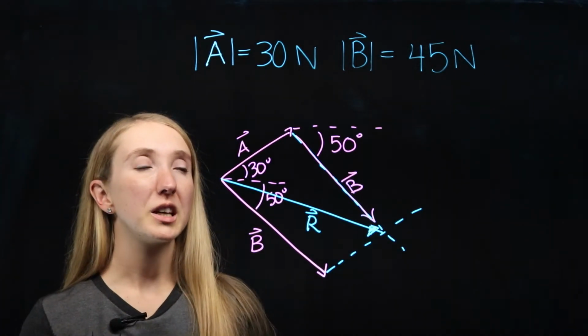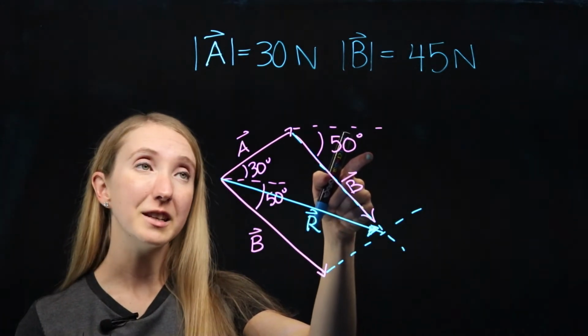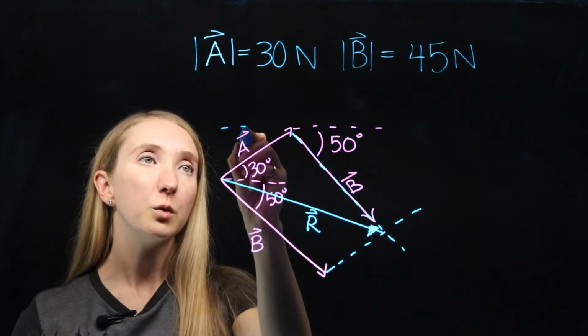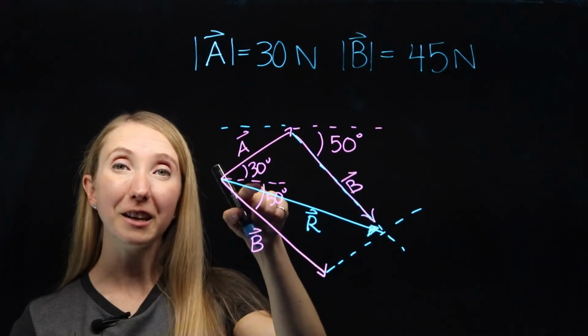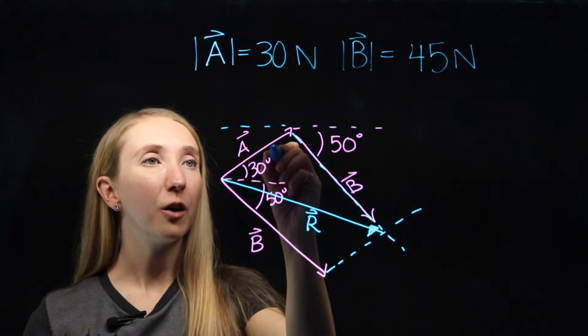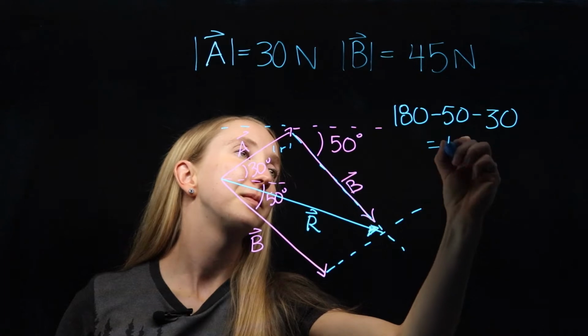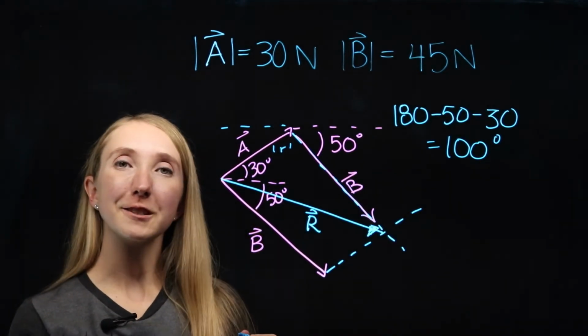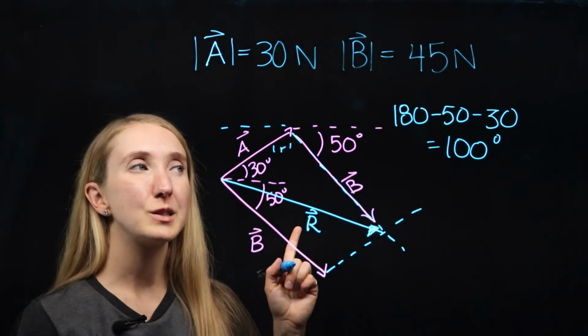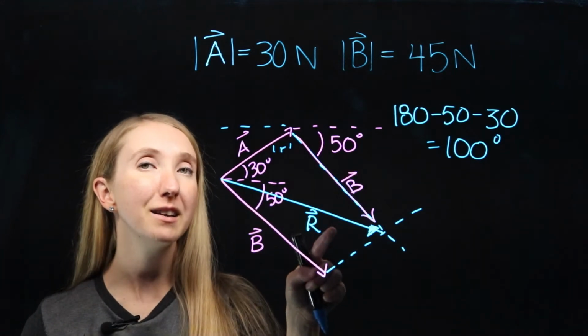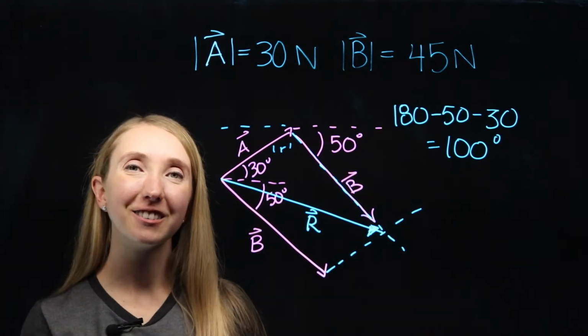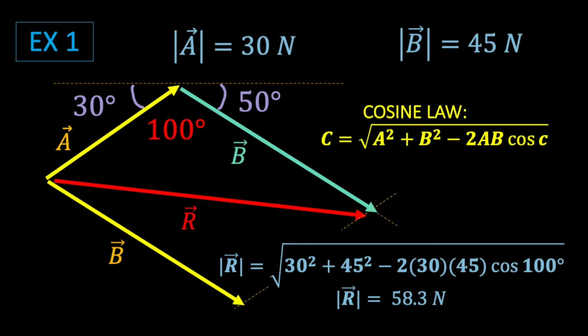Well, from geometry, we know this angle is 50 degrees, and this angle with the horizontal must be 30. So our angle R must be 100 degrees. Now we can use the cosine law to solve for the magnitude of our vector R. We plug in our numbers and we get that to the nearest tenth of a newton, R is equal to 58.3 newtons.